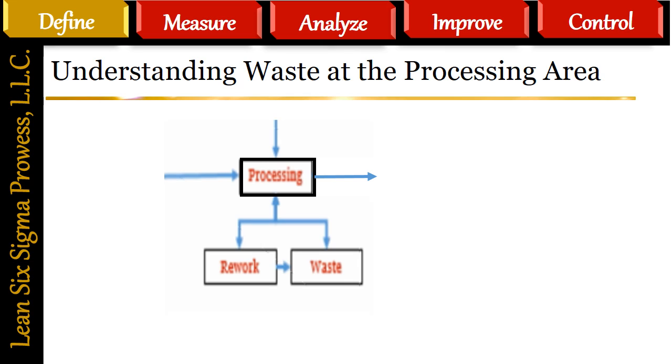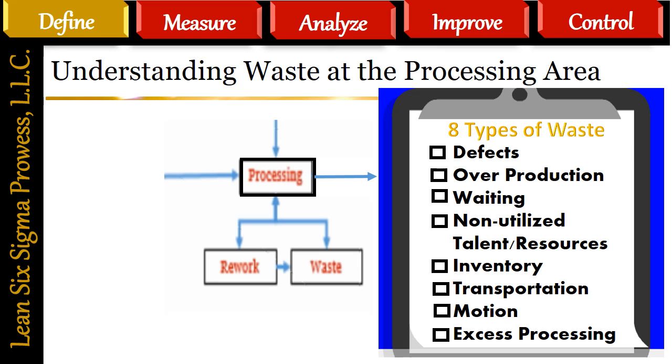Units are produced. Units that are not within the specification limits go to rework. If these units cannot be reworked, they go directly to scrap. The types of waste are: 1. Defects, the units that are not within specification. 2. Overproduction, to account for the units that are scrapped. 3. Waiting, downstream and upstream processes are waiting to restart normal production.